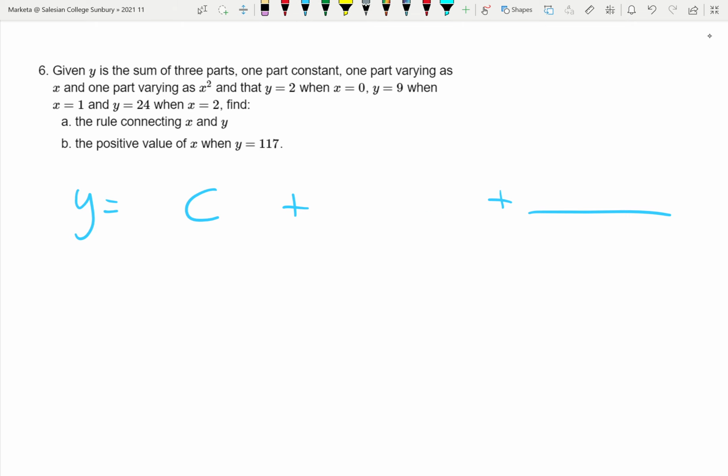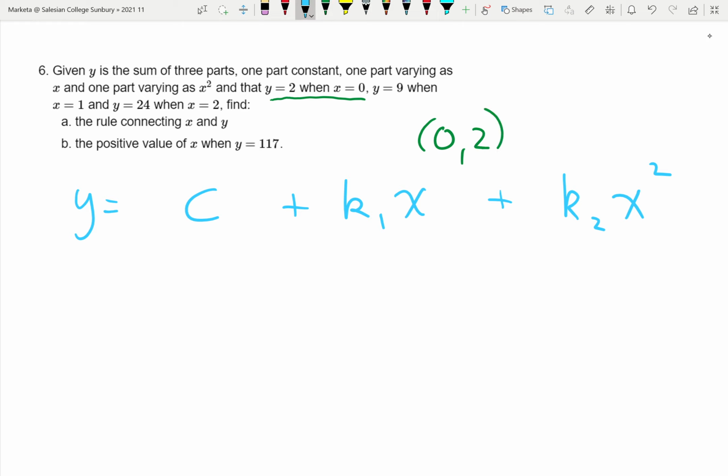So the first varying part, it's varying as x. And then the second part varying as x squared. So K2 x squared. So this will be our equation, and well, now we're going to have to find the values of K1 and K2. And they give us points here, which we can use to do that. So let's see, when y is 2, x is 0, so one point is 0, 2. The next point is 1, 9.